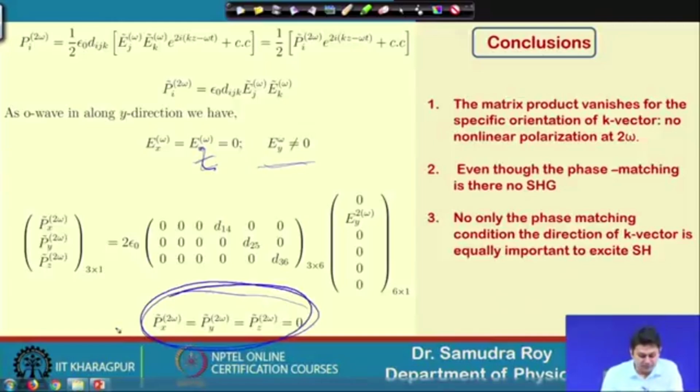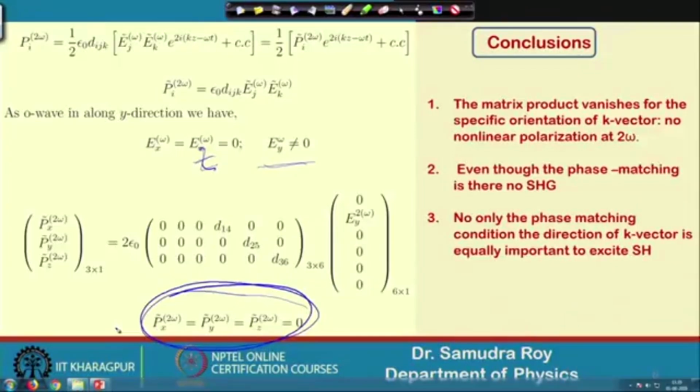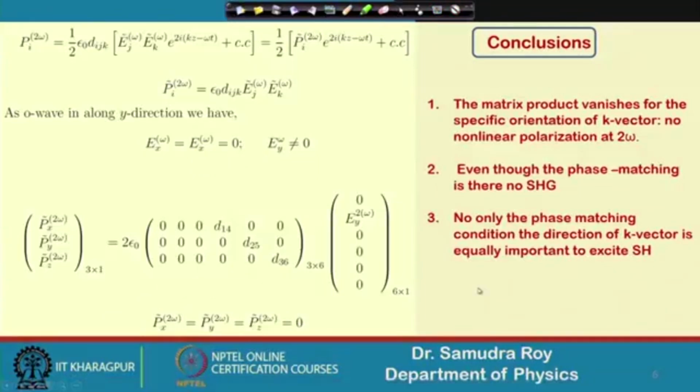Since all the components are 0, phase matching is there, because I am launching the wave vector at an angle theta equal to 41 degrees, but my electric field is such that we are not able to get any polarization out of that. So there is no polarization at 2 omega frequency, which means there is no second harmonic generation. This is a very important example to show that phase matching is not the only criterion to generate second harmonic. There are other things you should mind, and we can also tune or increase the efficiency of the second harmonic. How we will do that, let us see in the next slide.